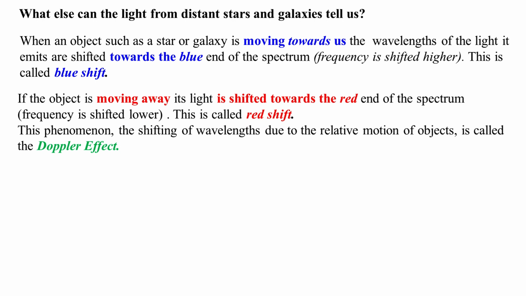If the object is moving away, its light is shifted toward the red end of the spectrum. Frequency is shifted lower. This is called redshift. This phenomenon, the shifting of wavelengths due to the relative motion of objects, is called the Doppler effect.